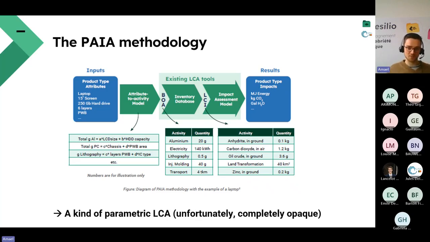So this picture is out of the PAIA description. It is a kind of what we call parametric LCA. Parametric because it is an LCA that we perform, but we use parameters, product attributes here, which unfortunately is completely opaque. So if you want to learn one thing about PAIA, it is widely used, it should be right, but it provides consistent results that we cannot explain because it's perfectly opaque, which is a point.